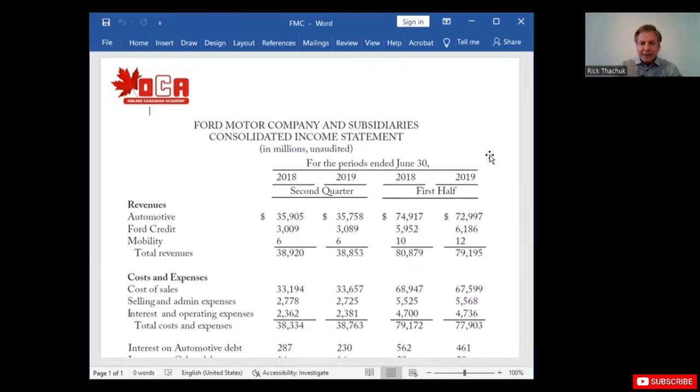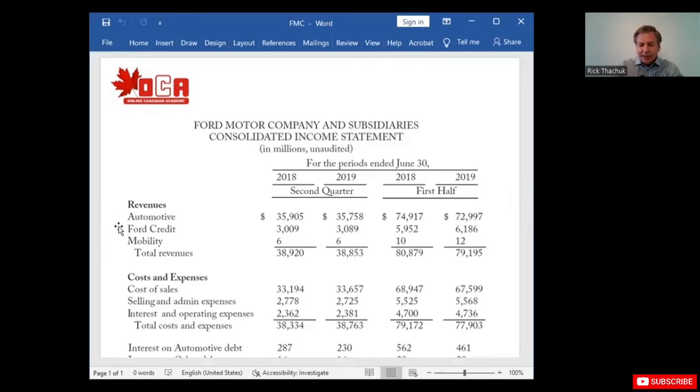Let's take a look at the items being reported in the income statement. These items over here can be referred to as line items or metrics, things that are being measured. So at the top, we have revenues. So revenues comes from three areas. Automotive revenues, so that is money that Ford Motor Company and subsidiaries receives from selling cars and trucks. Ford Credit revenues, any idea what that is?